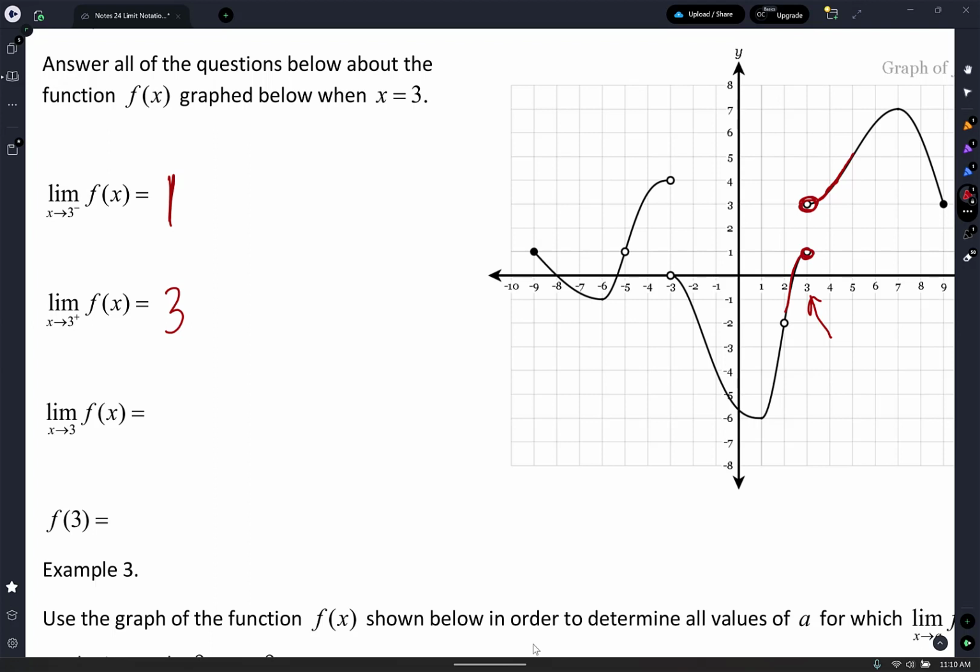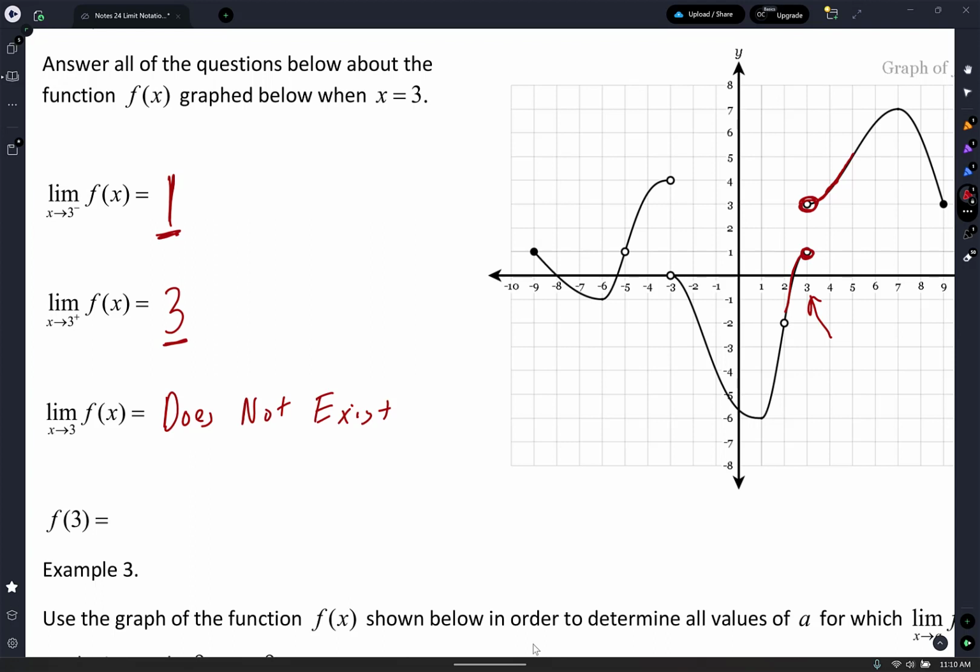All right. Limit as x approaches 3. So I check: does it agree? From the left, it's 1. From the right, it's 3. Do the y values agree? They don't. So you're going to say: does not exist. The limit does not exist.